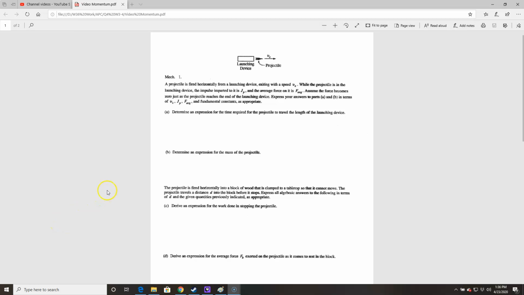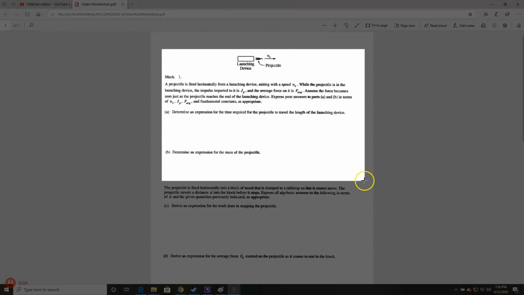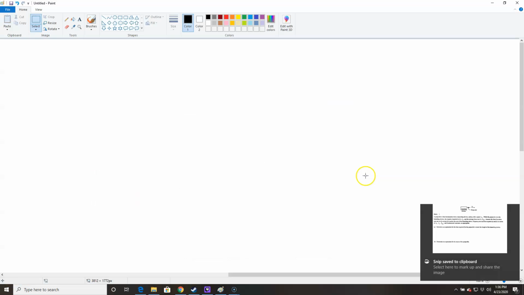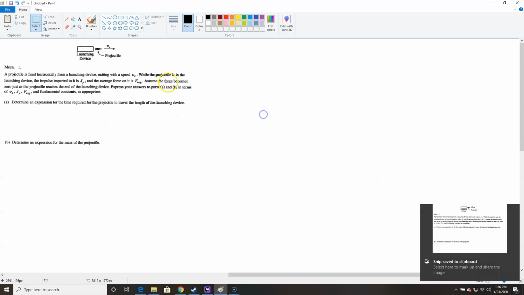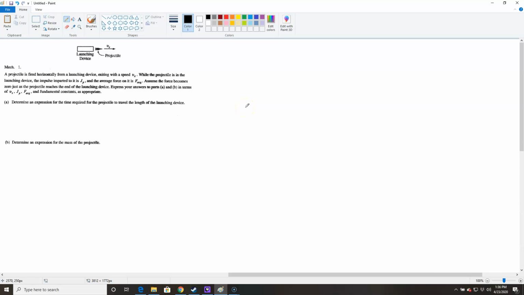All right, here we go for the mechanics example. I'm going to have to screenshot this and send it over to Paint a handful of times, but hey, it'll still work. So this particular problem tells us that a projectile is fired from a device.